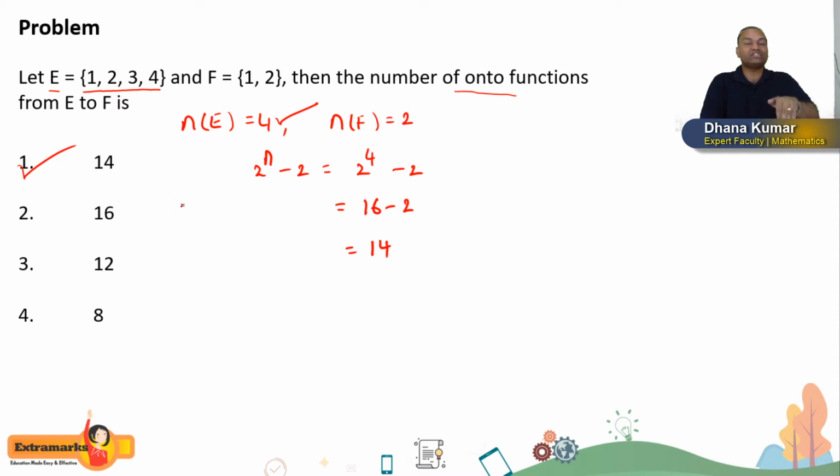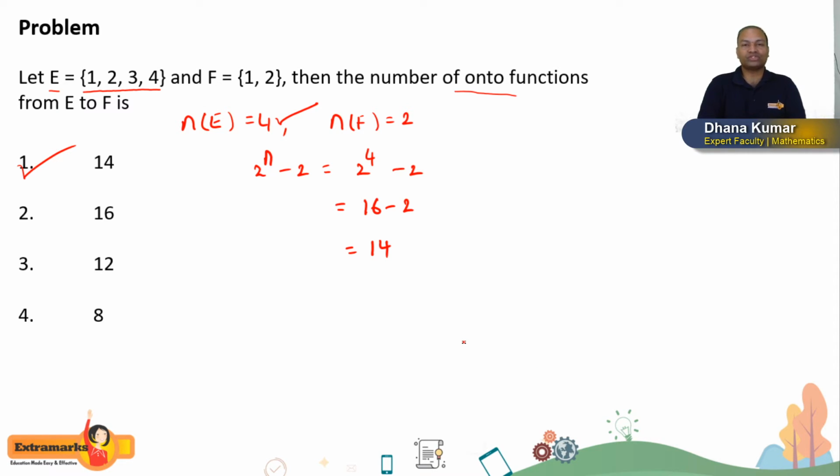Suppose the F set contains more than 2 elements, then at that time you go for that sigma formula, or otherwise, using permutations and combinations, distribution of things is there. Using the distribution of things concept also we can find the number of onto functions. Understood? Okay. Let us see the next problem.